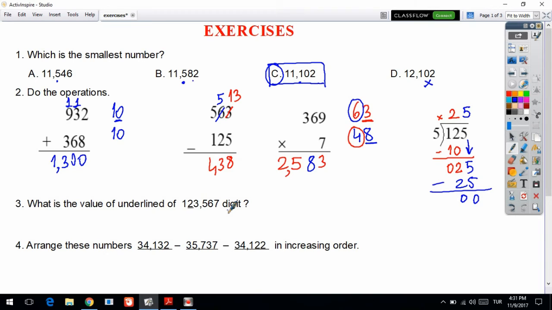First of all, we have a number here. We have a line under the 2. As you see, this is an underlined number. So how can you find its value?